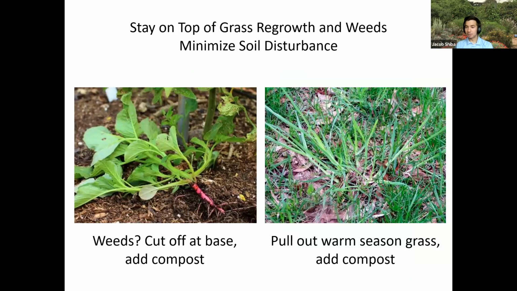When you first convert your landscape, if you're switching from grass to a low water, or you're just improving your existing landscape, stay on top of grass growth and weed regrowth. Right? The goal here, though, when you see this, is minimize soil disturbances. So if you've got weeds, you can simply cut the weeds off at the base and add a little bit of compost to that area.